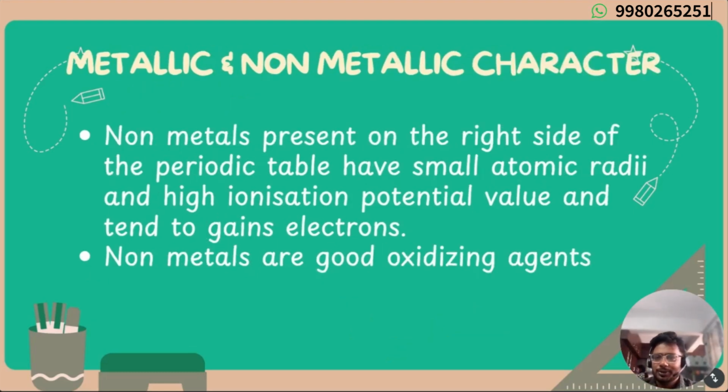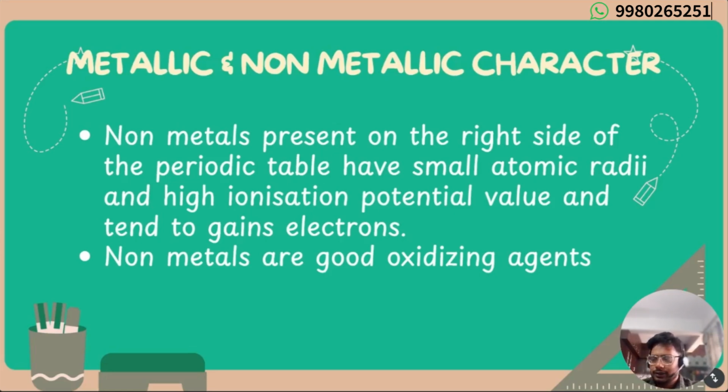Moving further to non-metals. Non-metals present on the right side of the periodic table have small atomic radius and high ionization potential value, and they tend to gain electrons. All the non-metals are small in size, they have very high ionization potential, so they're not losing electrons, and they have high electron affinity, so therefore they tend to gain electrons. Since non-metals are gaining electrons, they can help others get oxidized, and hence they are good oxidizing agents.